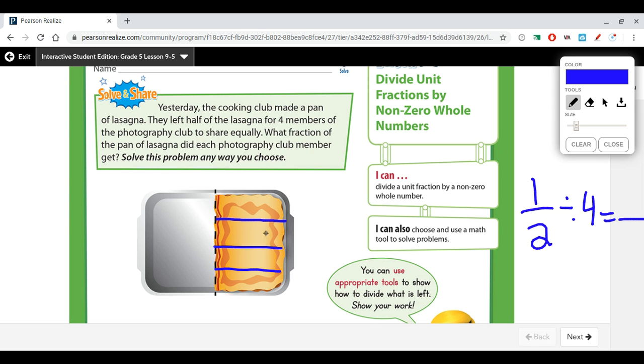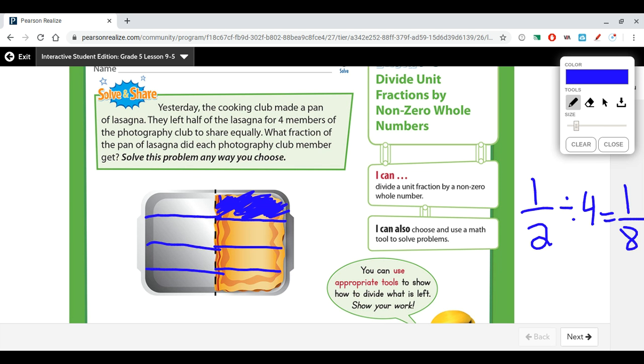And so when I look at this, I have to look at my whole. If I extend out my whole, I look at how many pieces I have. I have 1, 2, 3, 4, 5, 6, 7, 8. And of that, each person is going to get 1 slice. So if I shade my 1 slice of the lasagna that I would get, that would be my fraction. I have 1, 2, 3, 4, 5, 6, 7, 8 as my denominator, and the piece that I get is 1/8. So right there, I have 1/2 divided by 4 equals 1/8.